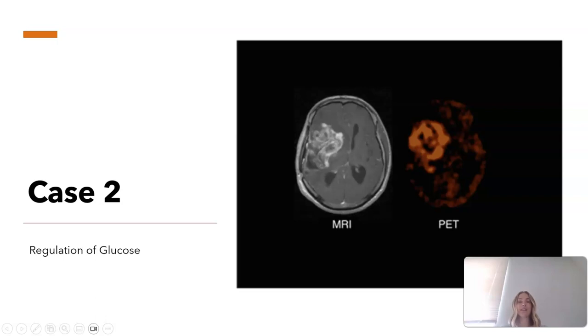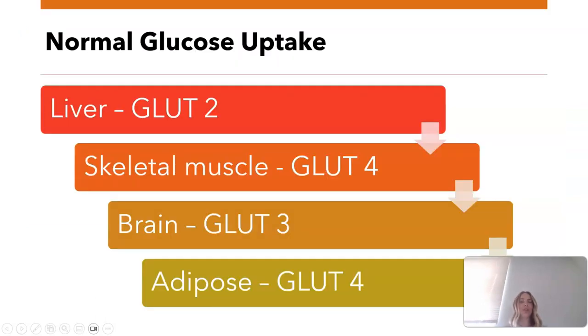So for this assignment, I began with case number 2. This looked at the regulation of glucose between normal cells and tumor cells, which was shown through this picture. The first part of this question, we analyzed what glucose uptake looked like in normal cells.